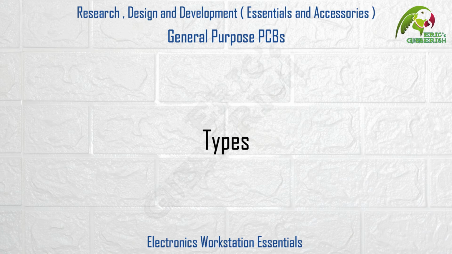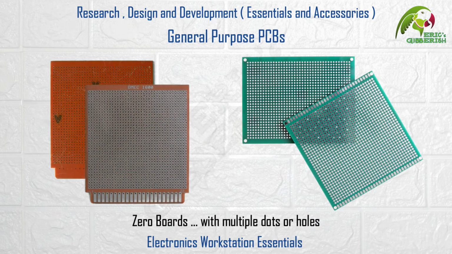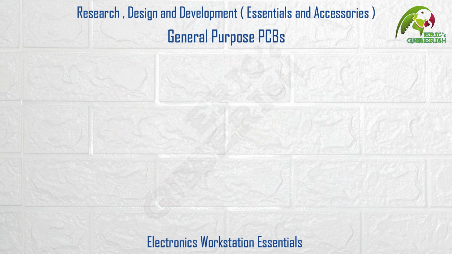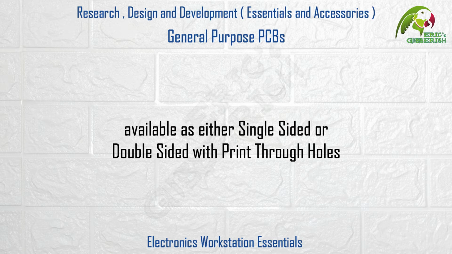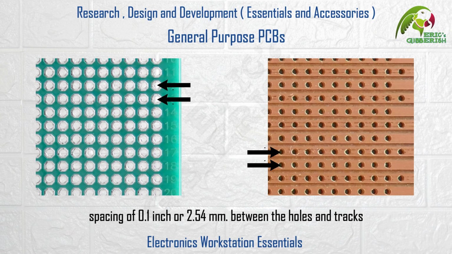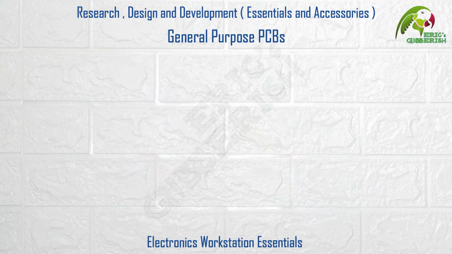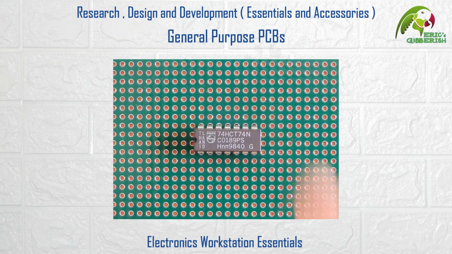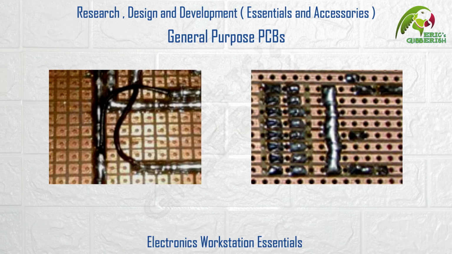They are available in two types mainly, zero boards with multiple dots or holes and Vero boards or strip boards with multiple lines or tracks. These boards are also available as either single-sided or double-sided with print-through holes. They generally come with a spacing of 0.1 inch or 2.54 mm between the holes and tracks, the same separation the pins of regular DIP ICs and many other components are spaced at. The connections between the various components of the circuit can be made using wires or solder flows.